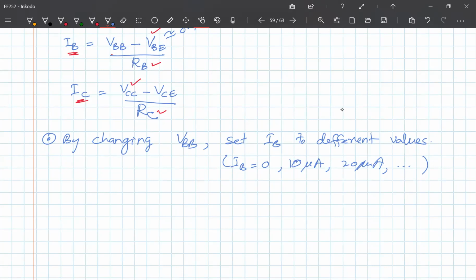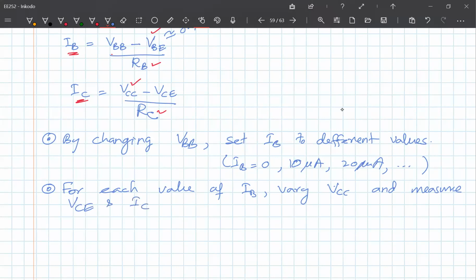Right. So now, once I set the IB for each value of IB, okay, IB can be 0, IB can be 10 microamperes, whatever it is. Now I have IB equal to 10 microamperes. Now vary the VCC, the supply voltage, and then measure both VCE and IC, okay? And then plot it.